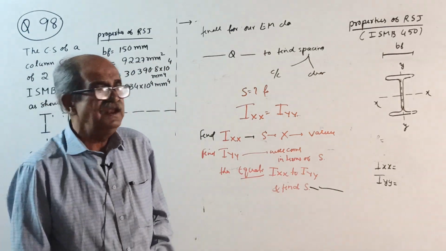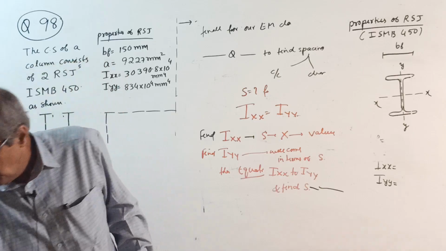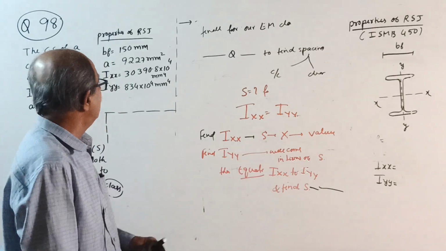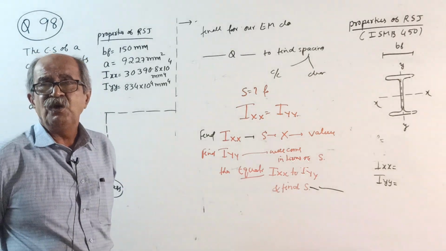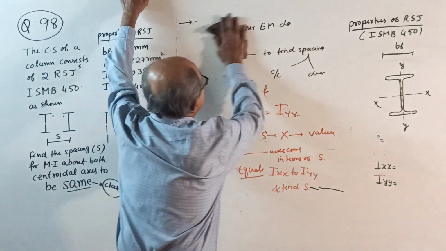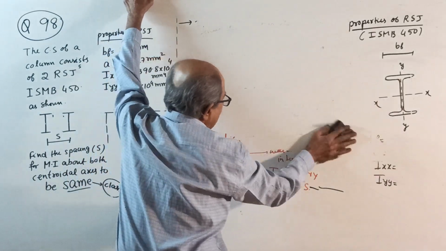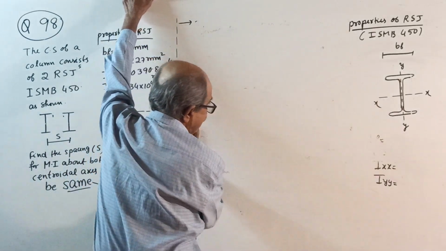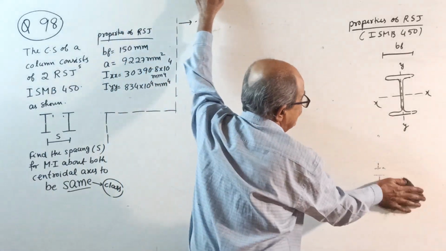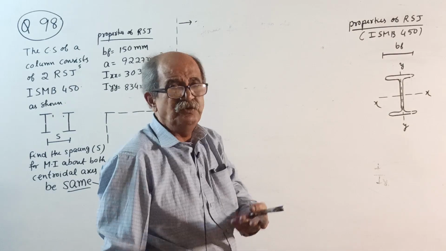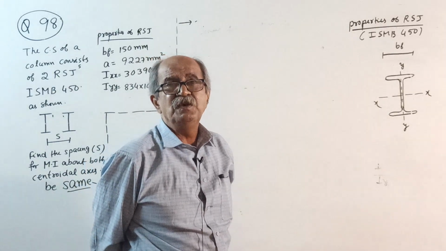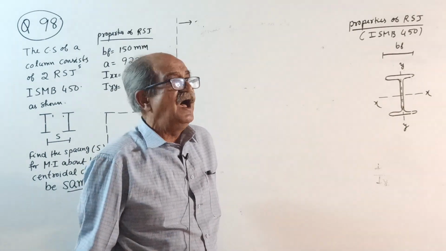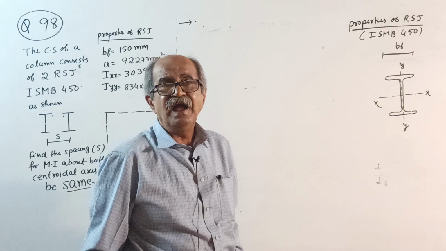Further things you study in steel structures. Now, finally, remember for all these questions what you have to do: write the expression for IXX, write the expression for IYY, and then equate IXX and IYY. In the expression for IXX, spacing will not come. Why, you will see later. But in the expression for IYY, spacing S will come. You can make out there: as the spacing increases, IYY will increase.